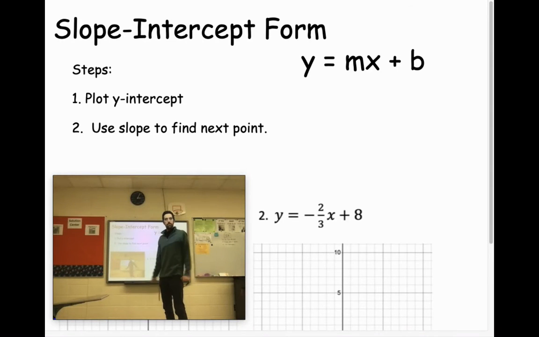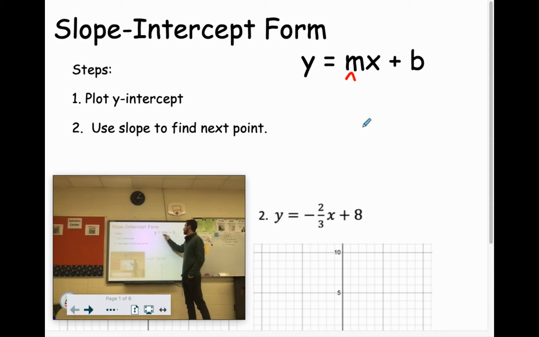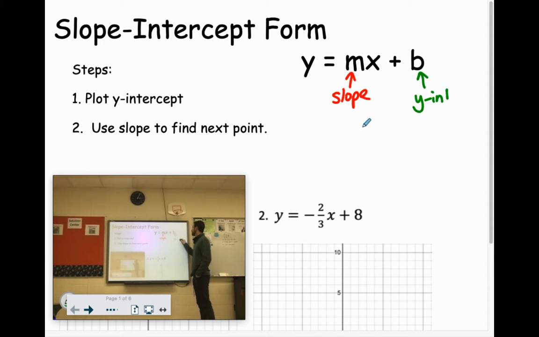What do you say we graph in slope-intercept form? Slope-intercept form, probably the most common form that you're going to graph in. The y equals mx plus b, you get y by yourself. Now, if you look at the formula, the m stands for slope, and the b, whatever number is at the end with no variable with it, that is our y-intercept.